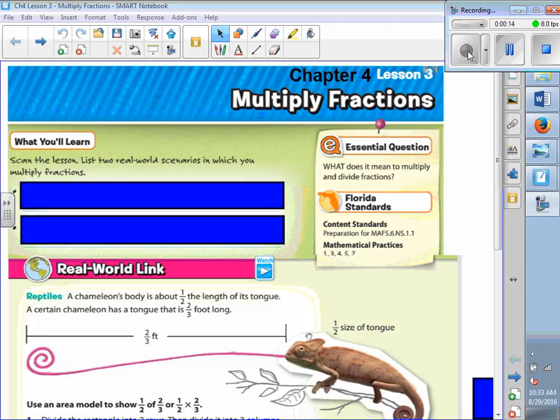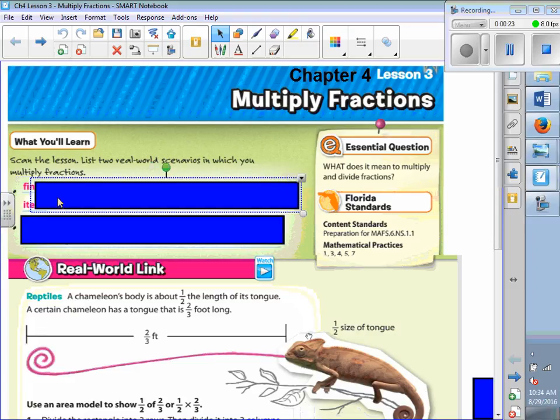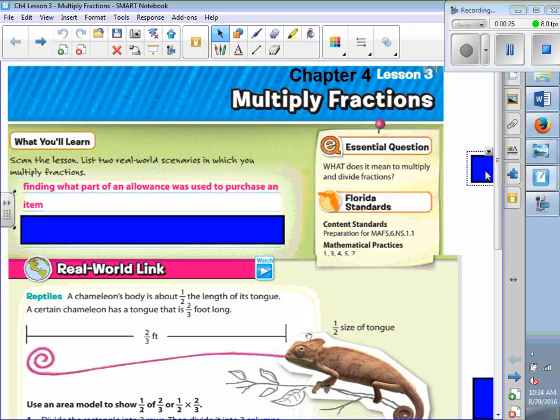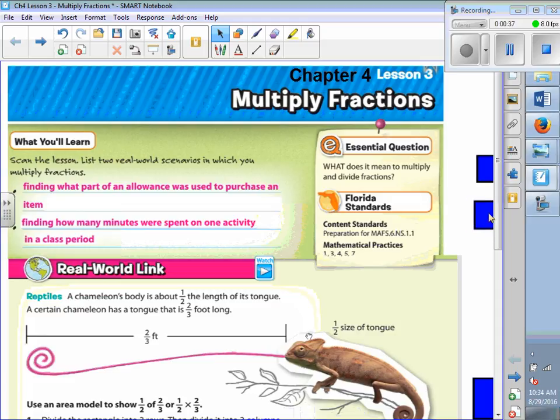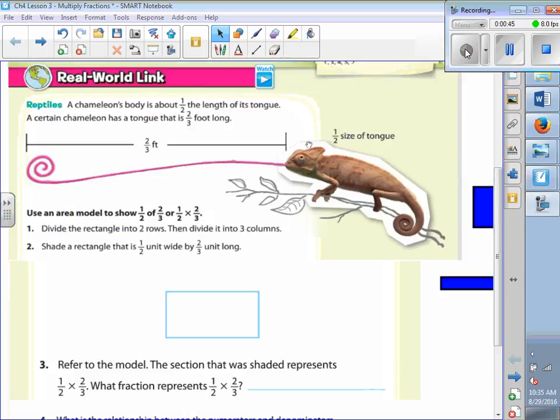All right, so we're going to scan the lesson and we're going to list 2 real-world scenarios in which you would multiply fractions. So the one that they have for us in the text is finding what part of your allowance was used to purchase an item. Okay, how much of that part of the whole thing was used. And finding how many minutes were spent on one activity in a class period. You have to have those.